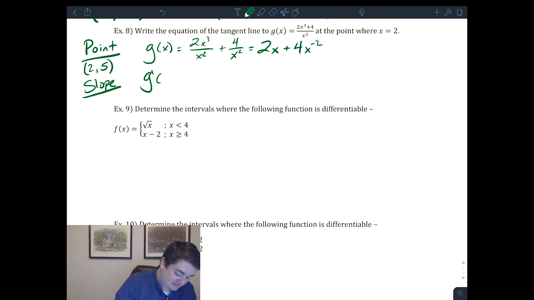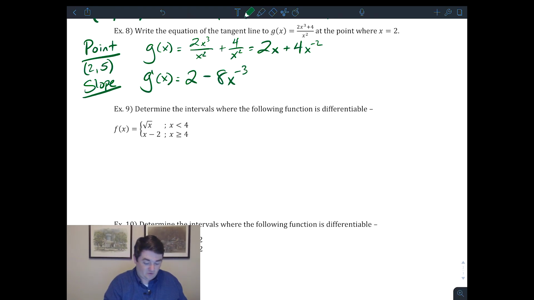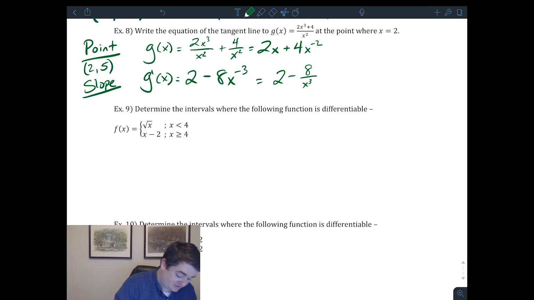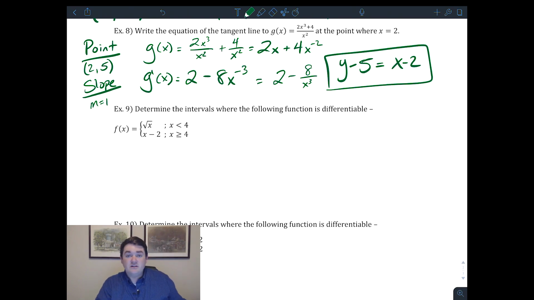So g prime of x is going to be 2 minus 8x to the negative 3. Okay? Or 2 minus 8 over x cubed. Now we're going to plug in 2. 2 minus 8 over 8, 2 minus 1 is 1. So my slope is 1. Got my point, got my slope, point-slope form. y minus 5 equals 1 times x minus 2. And it might seem silly to leave it that way, but hey, I'm done. If you want to add 5 to the other side, be my guest.